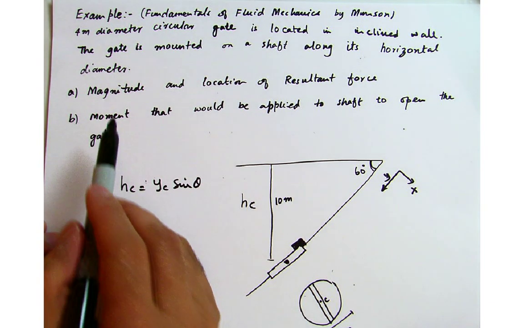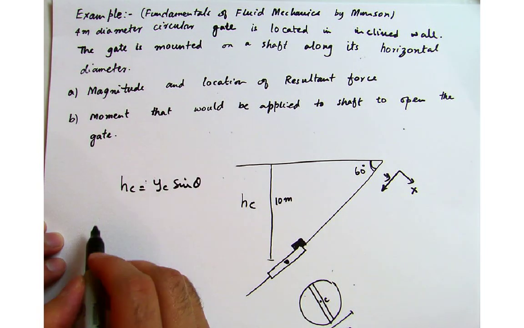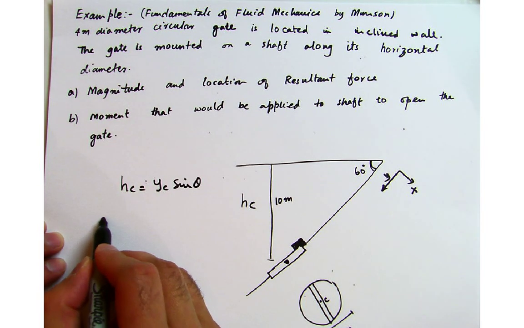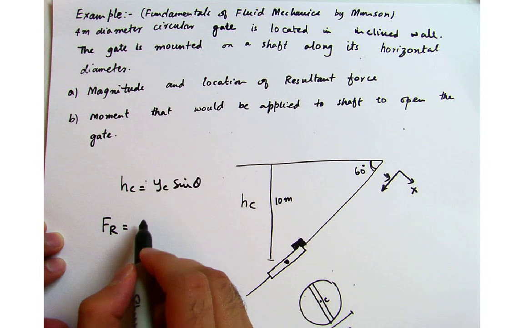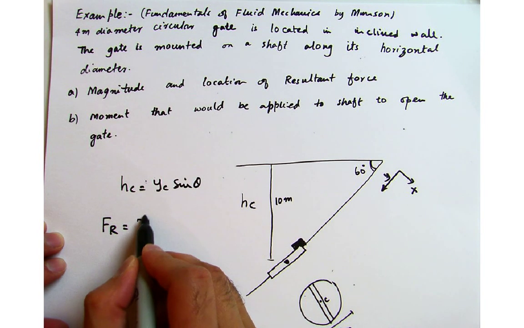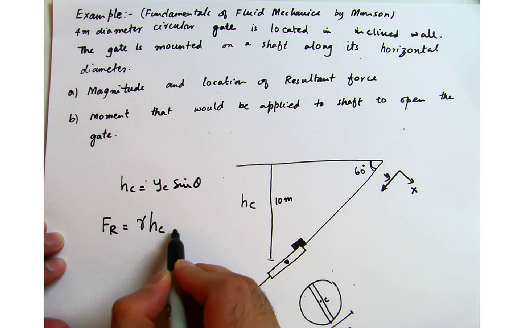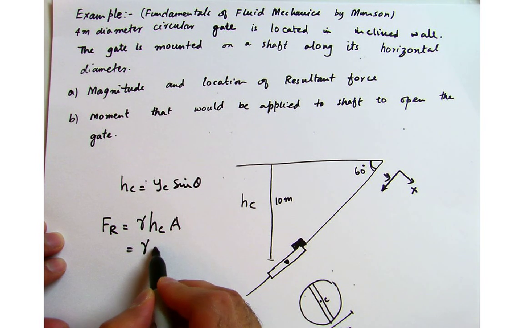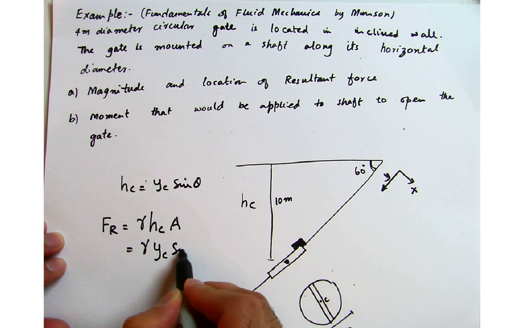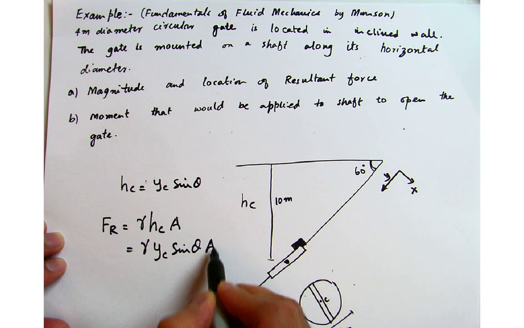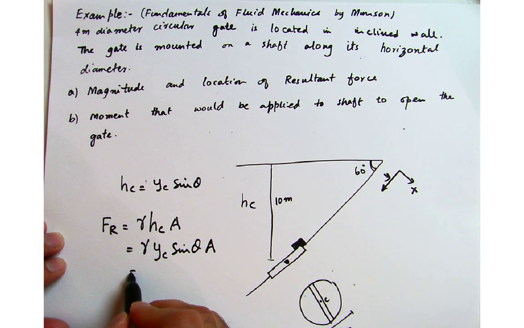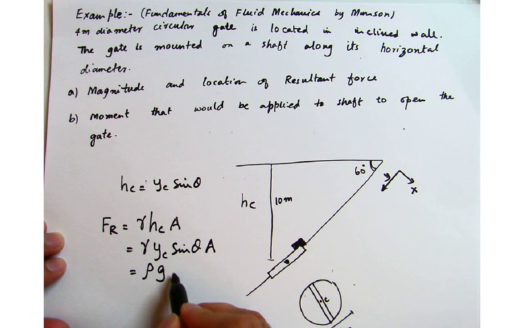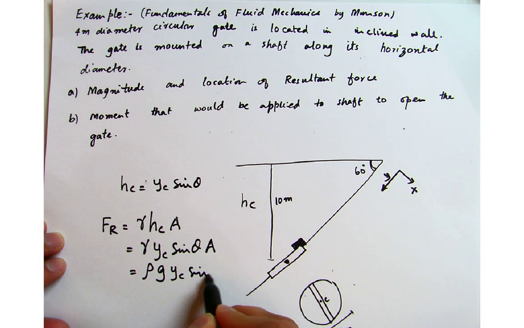Alright, so the first thing is the magnitude. So we can find the magnitude of this force, which I'm calling as the F_R. So F_R is simply equals to gamma times hc A. I mean this is one expression. I can also write this as gamma times yc sine theta A, which actually is the same thing. Or I can also write this as rho g yc sine theta A. Okay, so all of these quantities are the same.